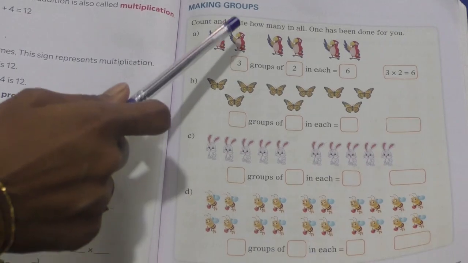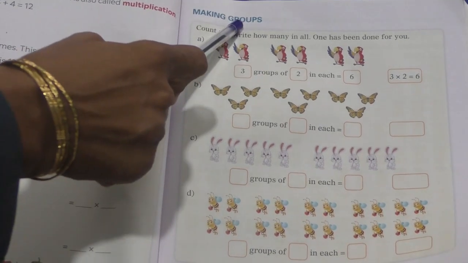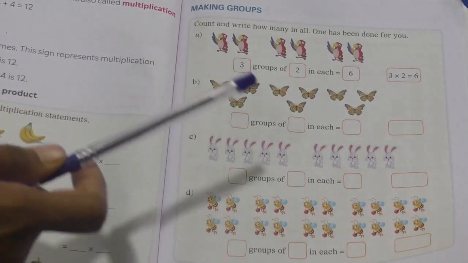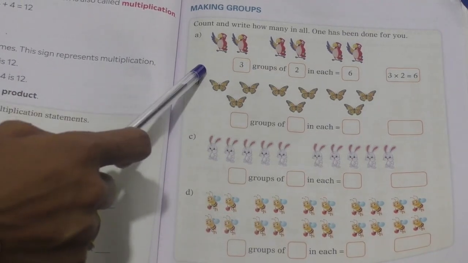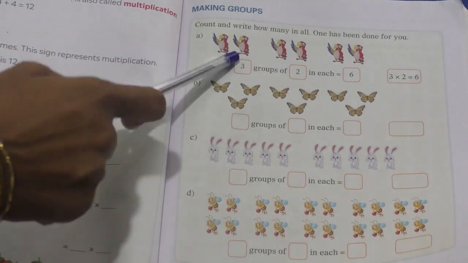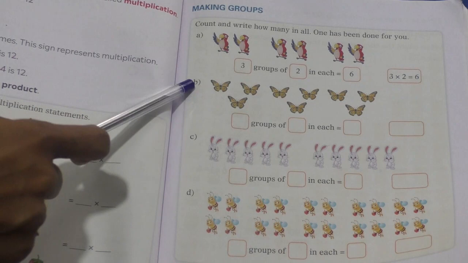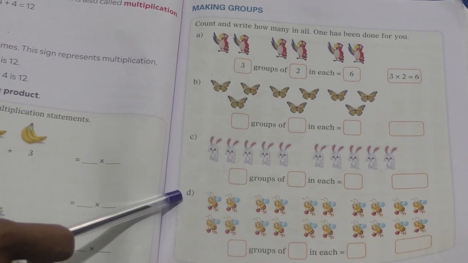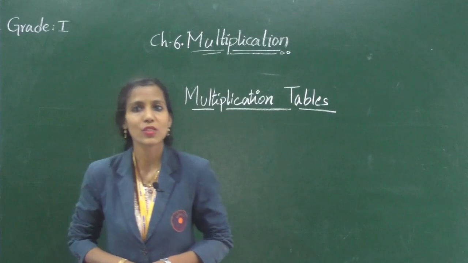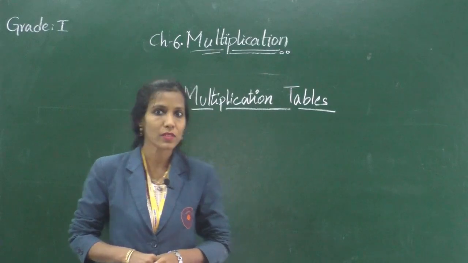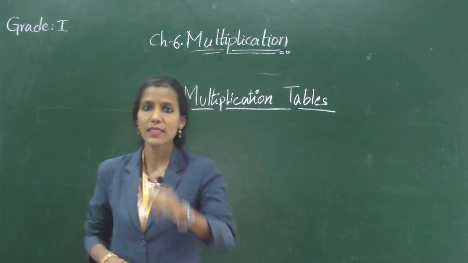Problem related to the subtopic making group is there at page number 95. A is already solved for you. B, C and D you have to solve by yourself. Let's go to multiplication tables now. So, we will start with ones table.